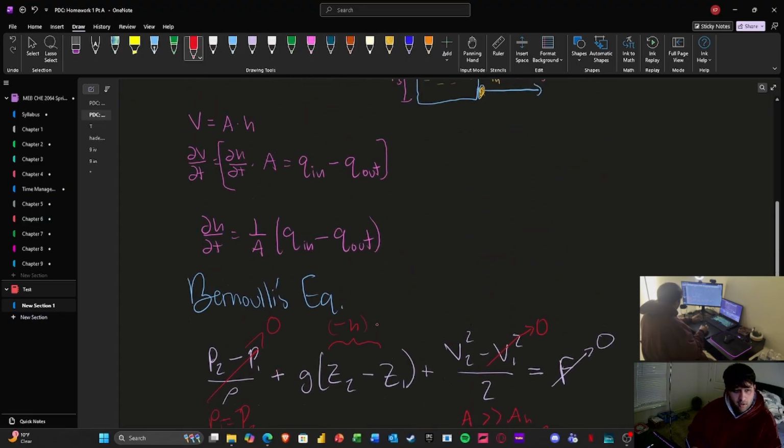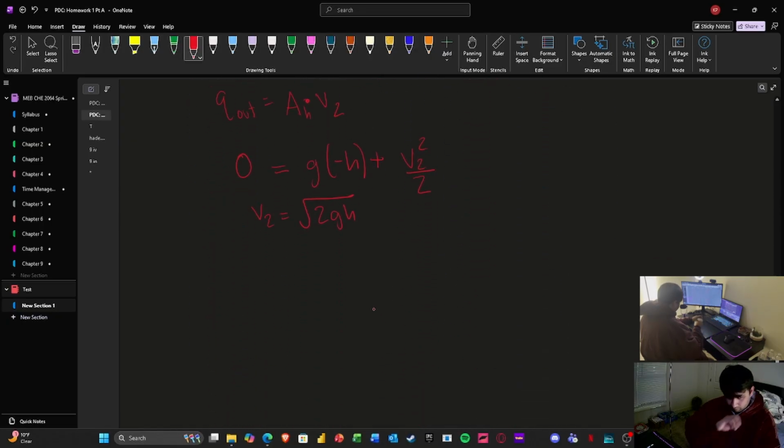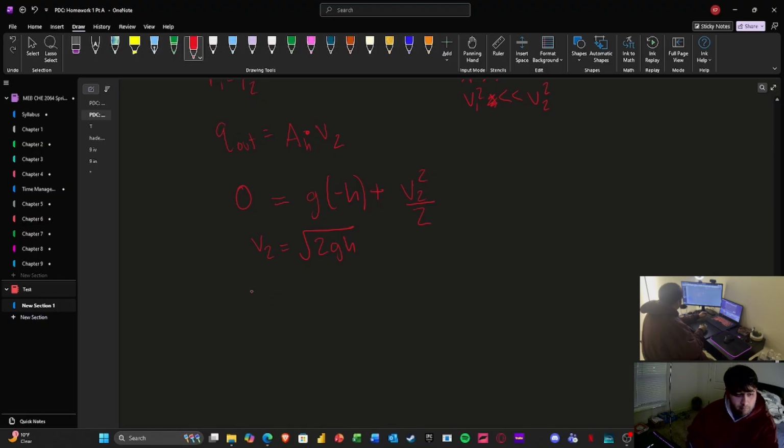And if you see our equation right here, we're going to be plugging in for that q out. So dh over dt will equal 1 over the cross-sectional area times the inlet minus, actually, first we're gonna plug it into this. I forgot, it's not V2 that we're looking at. We're looking at the area of the drainage hole times 2GH.